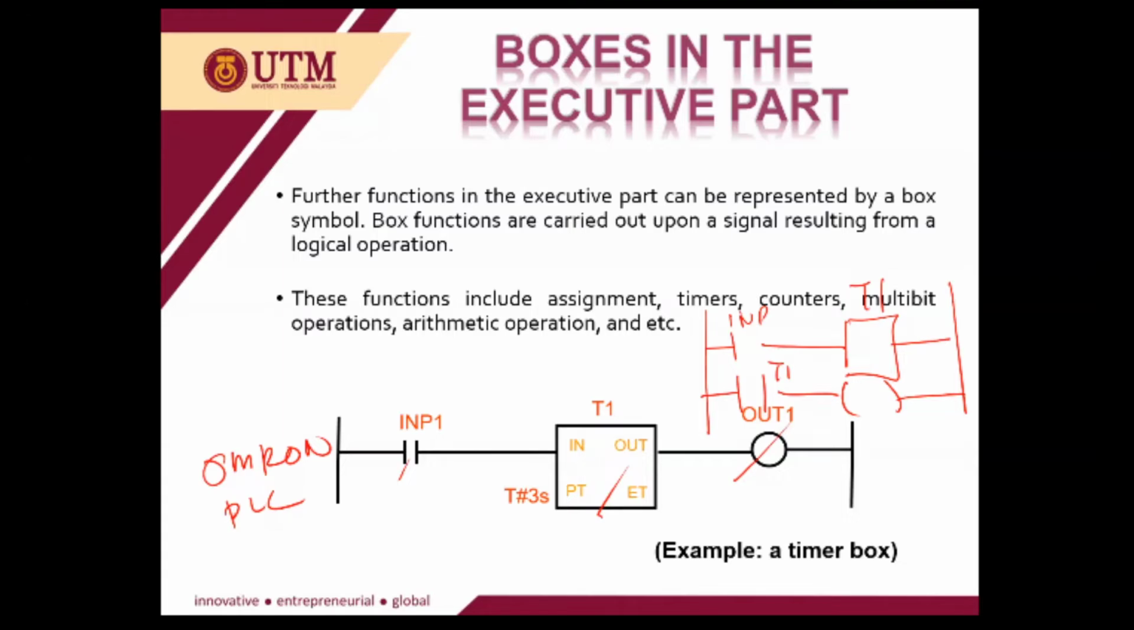In Omron PLC, somehow they simplify it as a single rung, where the contact of T1 does not exist. It's straight. You can use a contact of T1, but you can straight away connect T1 to the output. In the simulation software that we use, it is going to be two rungs, to represent a function.